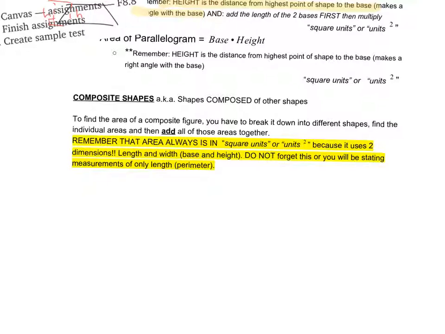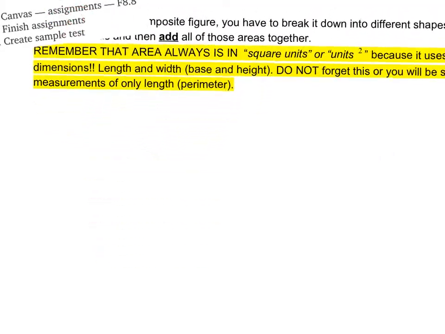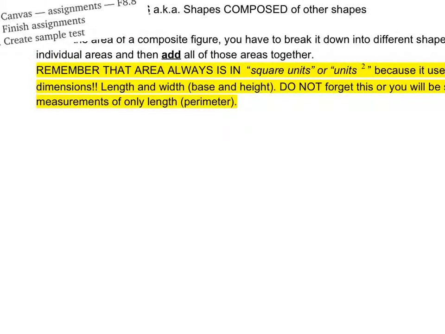Make sure you remember that area is always square units because it uses 2 dimensions, length and width or base and height. Don't forget this, because if you actually tell me that the area of something is in single units like centimeters or inches, you are going to sound just as silly and it's going to be just as incorrect as if we had a toddler come in here and we asked that toddler, "How old are you?" and they said 2 gallons. Using the wrong units makes it sound silly and it doesn't make sense.